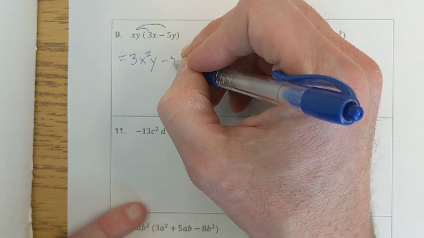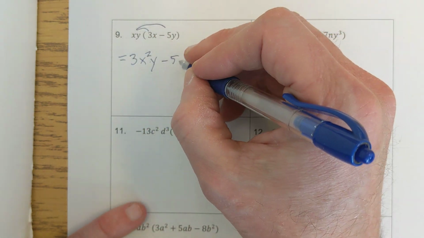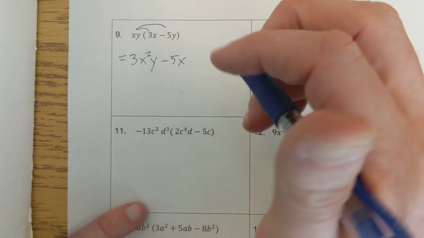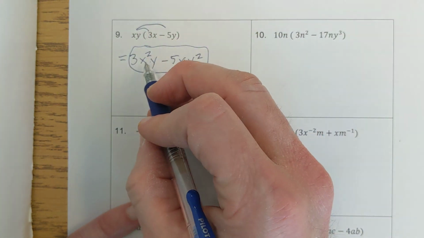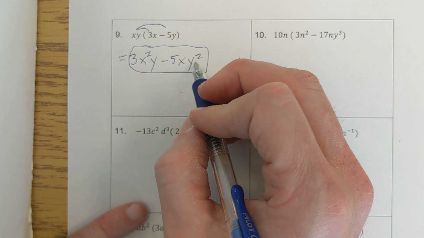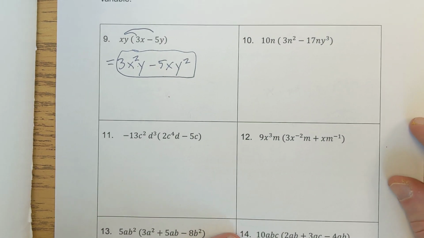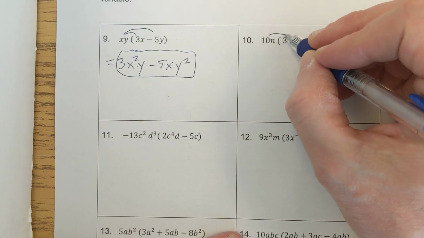So this time we got minus 5. We do typically keep them in alphabetical order. So there's no x's. y times y, we get y squared. Those are not like terms, because it's x squared y and x y squared. They're two different things.